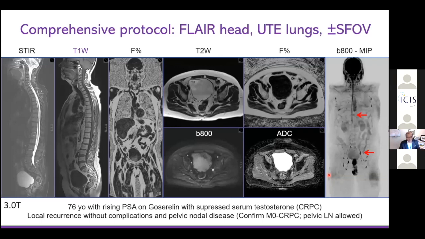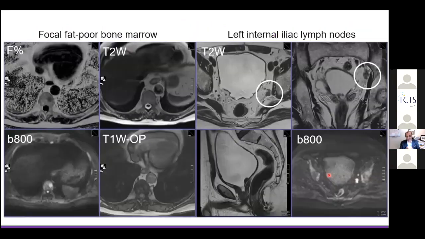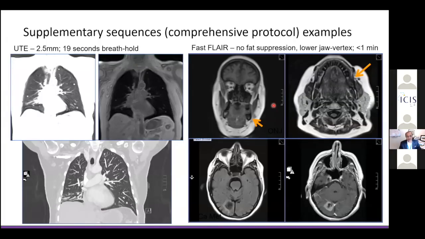Now, to try to investigate these, you can do smaller field of view images. So on the left-hand side, you can see this abnormality here on the high B value image, which on the fat fraction is a high fat fraction. So it represents fat poor bone marrow. This is more interesting because this represents lymph nodes in the left internal iliac chain. So we did some small field of view here because we were interested in giving this CyberKnife radiotherapy.